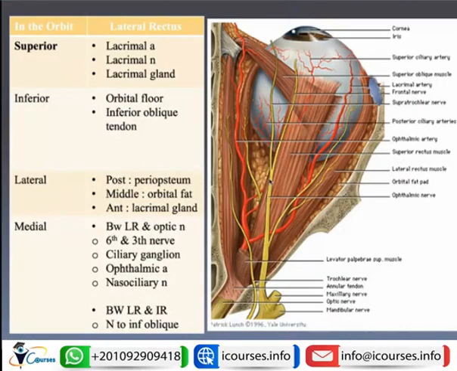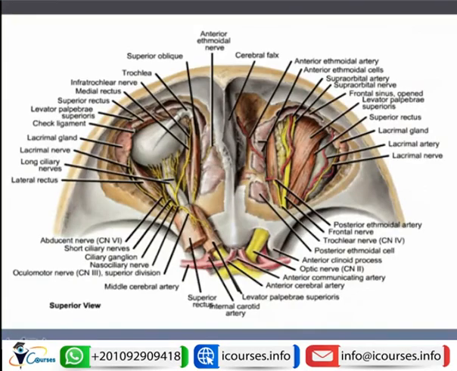So what are the relations of the lateral rectus? Above the lateral rectus immediately will be the lacrimal artery and lacrimal nerve that supply the lacrimal gland. And below the lateral rectus will be the orbital floor and the inferior oblique tendon. Here is the lacrimal artery and lacrimal nerve, as you can see. After we remove the lateral rectus, they pass directly into the lacrimal gland.